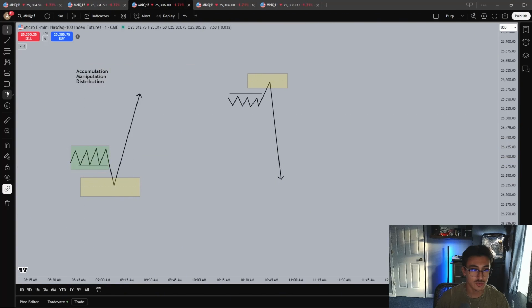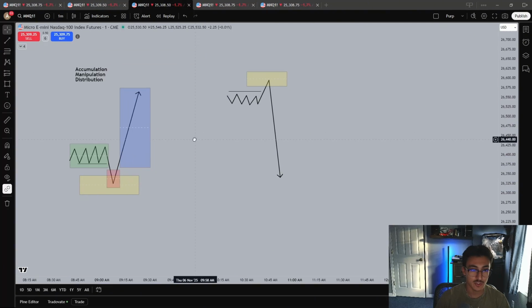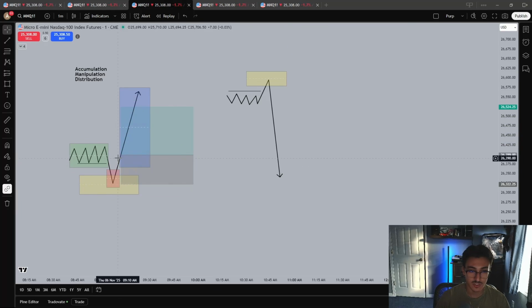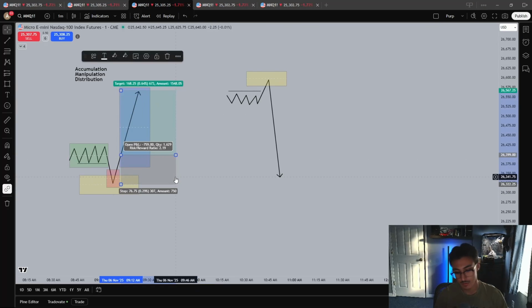Okay, so there's the accumulation leg, there's the manipulation, and there's the distribution. And my entry a lot of times comes in this area where we get confirmation that this was just a manipulation. We start to see structure break in this direction of the distribution leg, and I usually get an entry, something like that, and I put my stop at the low of the manipulation leg.